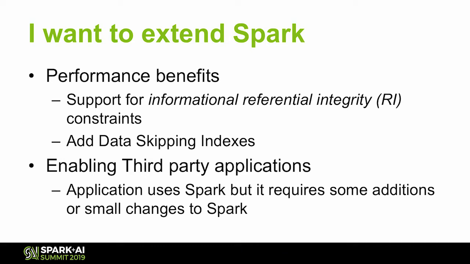It's to add data skipping indexes. The third use case I want to mention is to enable functionality. This is a case where you have your application, it uses Spark, but the bulk of the logic is probably outside Spark. But for your application to work, you probably need a little bit of changes in Spark itself, or maybe it's just some hooks in the optimizer or in the DDL or something like that. So in all of these cases, you have a need to extend Spark, you have a need to add customizations.